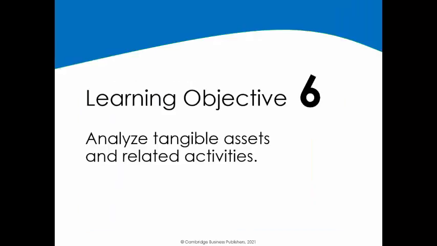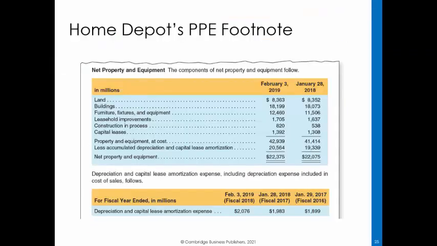In this learning objective, we will analyze property, plant, and equipment. This slide shows information from Home Depot's property, plant, and equipment net of accumulated depreciation and capital lease amortization for the 2017 and 2018 fiscal years. It also shows the depreciation and capital lease amortization expenses for the 2016 through 2018 fiscal years. We will use this data to compute key ratios to assess the productivity of Home Depot's property, plant, and equipment and the assets' relative age.